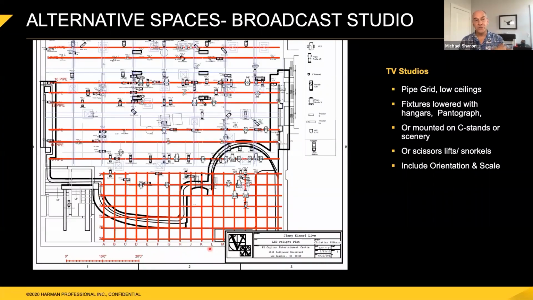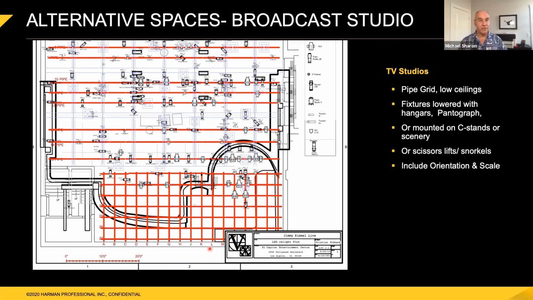Now, again, you've got so many potential things in a television studio. You could be hanging things off of hangers, pantographs, C-stands. You could be putting in scissor lifts, all sorts of different places to put lights. You could be hanging lights off of scenery. All of that needs to be called out.